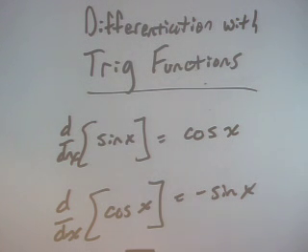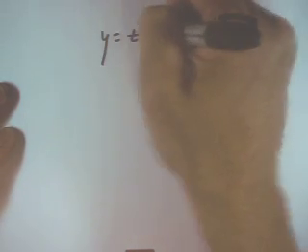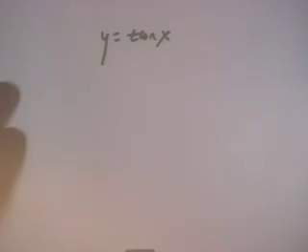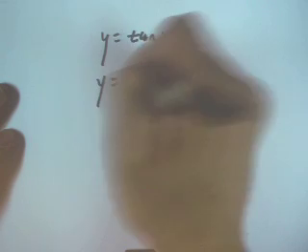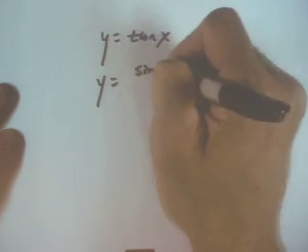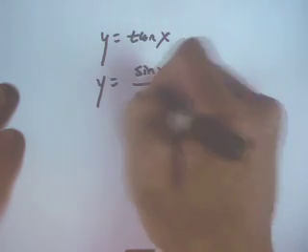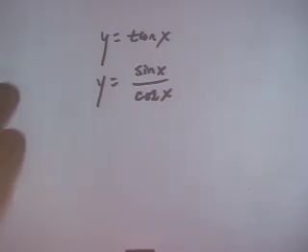Now, the student should be able to use those two rules to find rules for all the other trig functions. And I'll convince you that you'll be able to do that by finding a rule for the function tan of x. Well, we know that tan, by the fundamental identity, is sine of x divided by cosine of x.